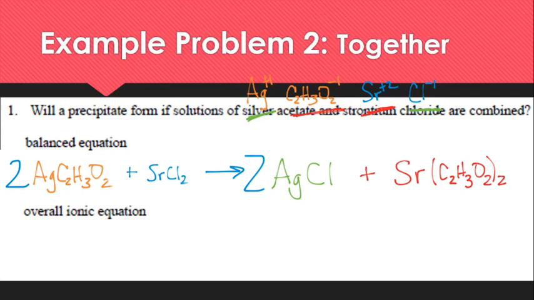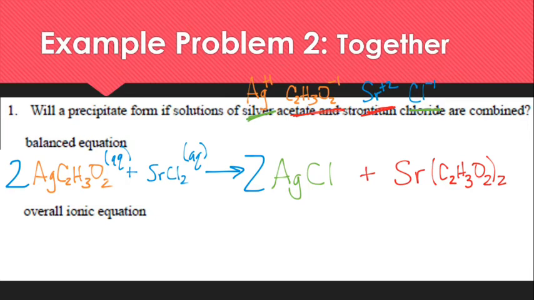So, like I said, the easy way to do this is assume correctly that these reactants are always aqueous. You can check that chlorine and that acetate on the solubility chart if you don't trust me, but they are aqueous, and I know it is because it mentions that they're solutions.